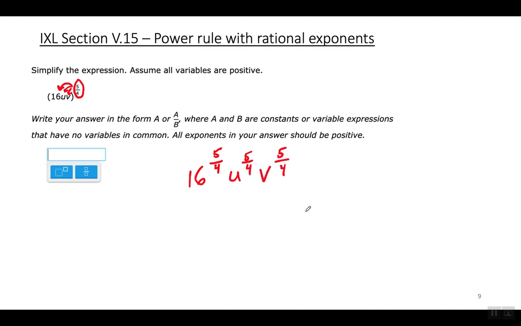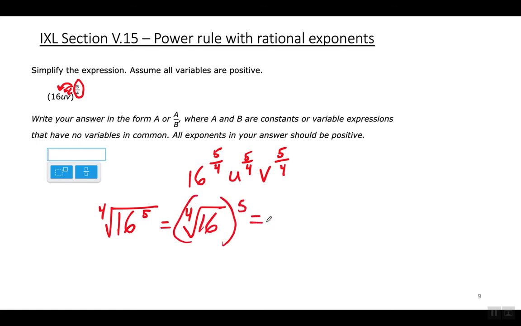Which gives me that. Okay, so the u and the v, I can't simplify any further, so they're going to stay like that. But the 16, I could break it down and simplify it further. So I'm going to get the fourth root of 16 to the fifth power. Let's first get the fourth root of 16, which is going to be 2. The fourth root of 16 is 2, and 2 to the fifth power is going to be 32.